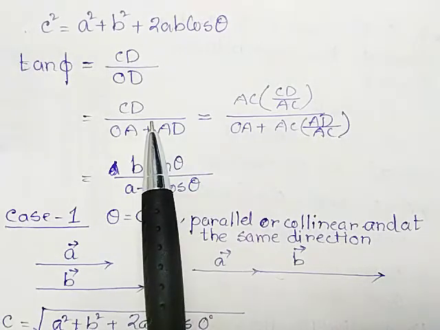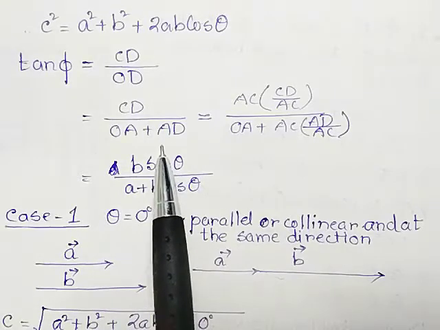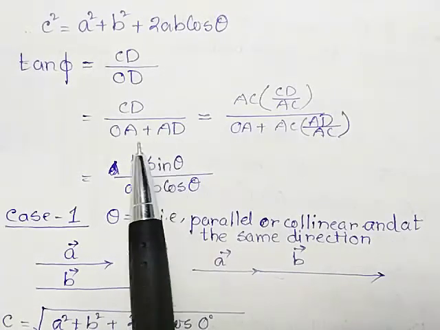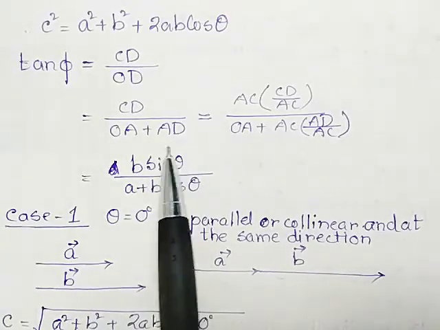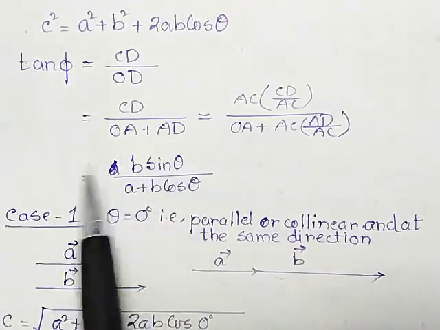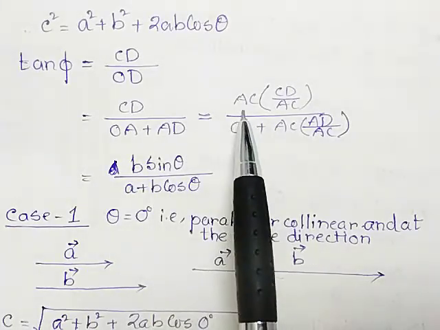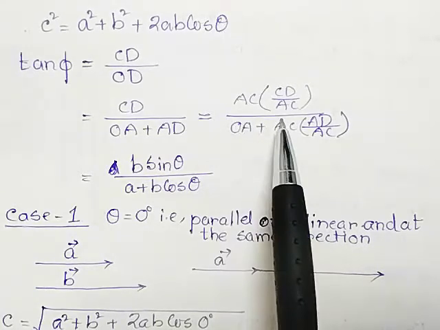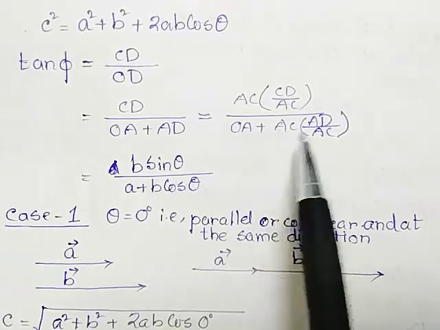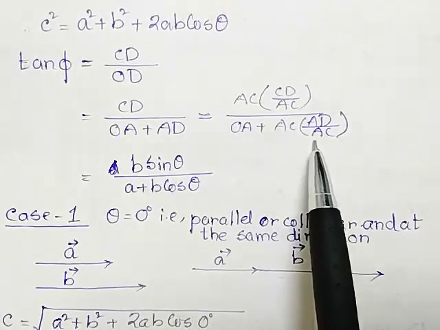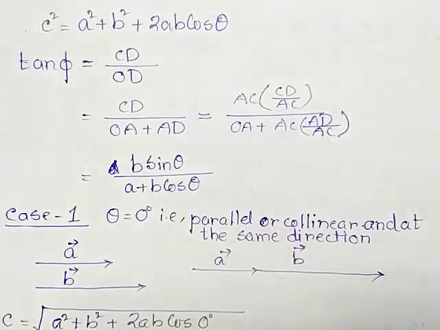But CD is not known to us. CD is the perpendicular drawn from the point C, and AD is also not known to us. All of these are part of the small triangle. So we have to replace them in terms of A, B and theta. So we just multiply this term by AC and divide by AC. Here also this AD can be represented as AC into AD by AC. Now we'll look at the diagram to see what CD by AC represents and what AD by AC represents.